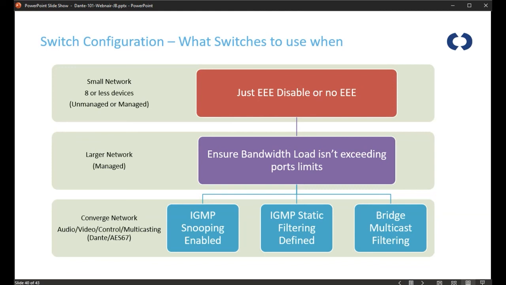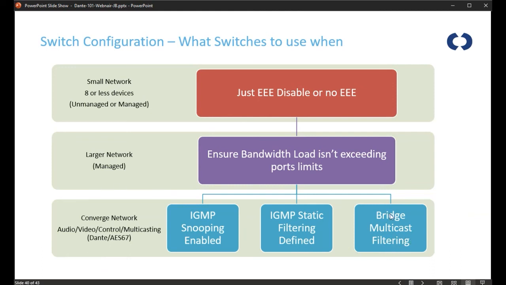So you have to deploy IGMP snooping and bridge multicast filtering so that the devices do not receive the data that they did not request. These protocols effectively are mostly around managing what multicast data gets distributed around the network. And AES67 particularly is in multicasting, so it also counts in that situation. What I really wanted to show you about this is that when you're doing converging, you have to deploy these. And IGMP static filtering defined is something I cover in the next slide that we're going on, and bridge multicast filtering the same.